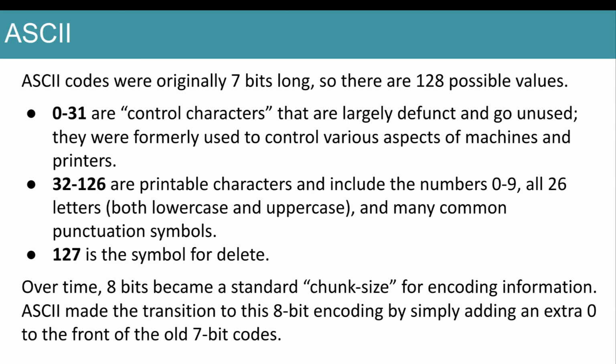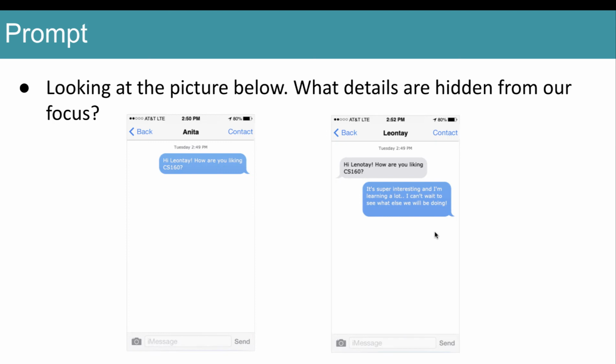Over time, 8 bits became the standard chunk size for encoding information, and ASCII made the transition to this 8-bit encoding by simply adding an extra 0 in front of the old 7-bit codes. Look at this picture below. This conversation is on a smartphone, which is a computer, between two people using text messaging. We can see the characters on the screen, but what's hidden? What are we not seeing? Go ahead and just think about that.